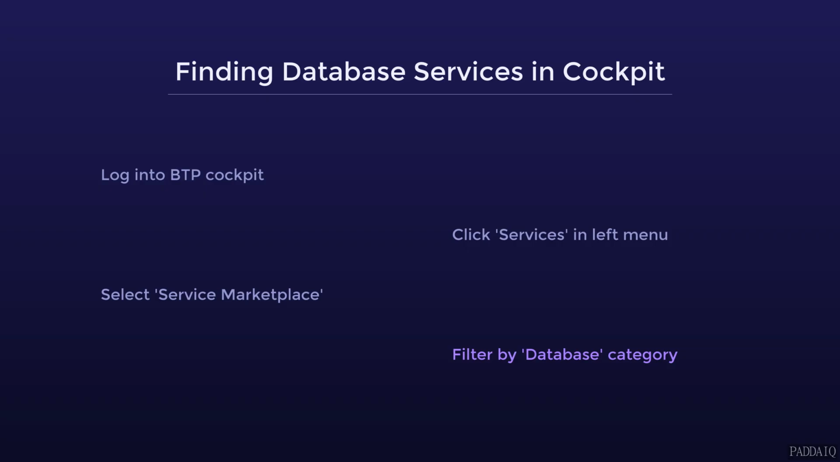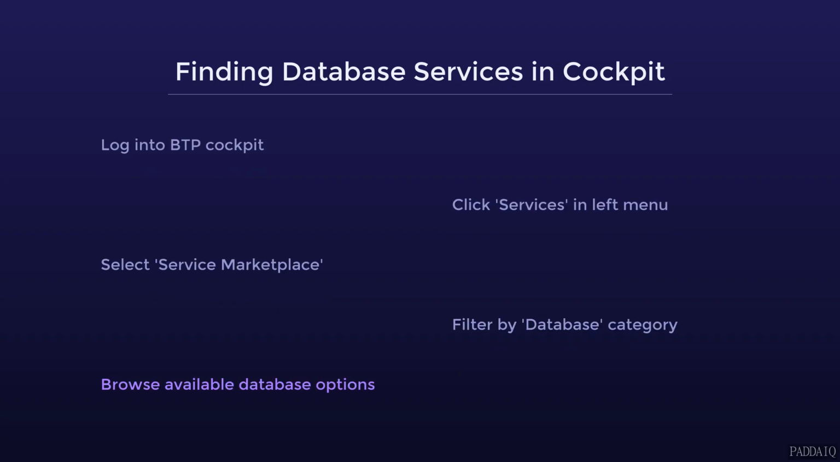Filter by database category. This means using the cockpit's category filter to show only database-related services. For example, if you need SAP HANA Cloud, filtering hides unrelated services like analytics or integration tools. This focused view saves time and reduces clutter when locating database solutions.